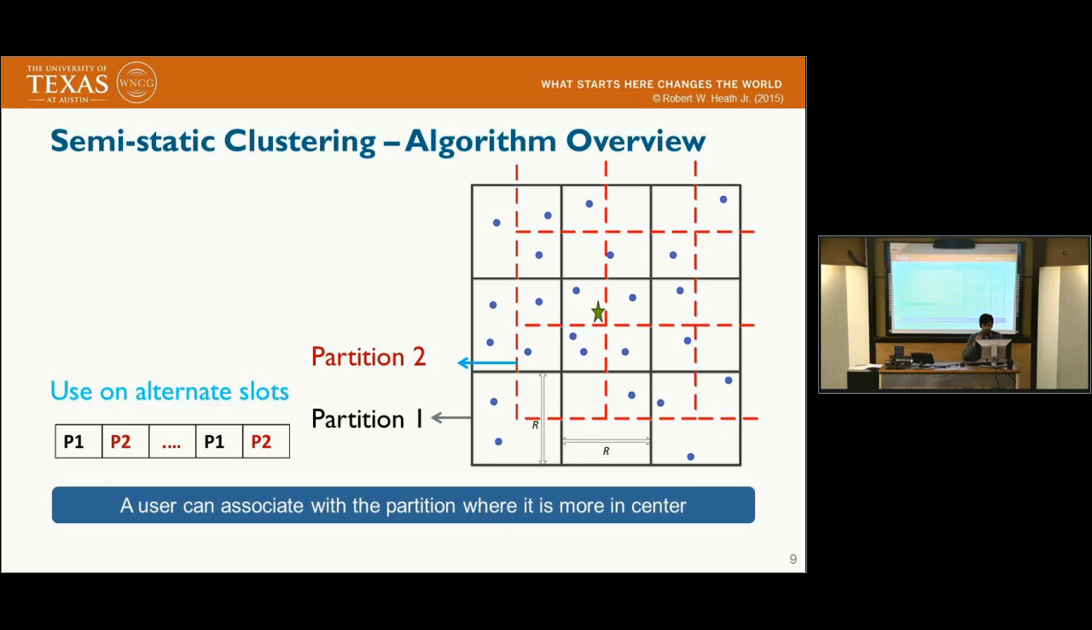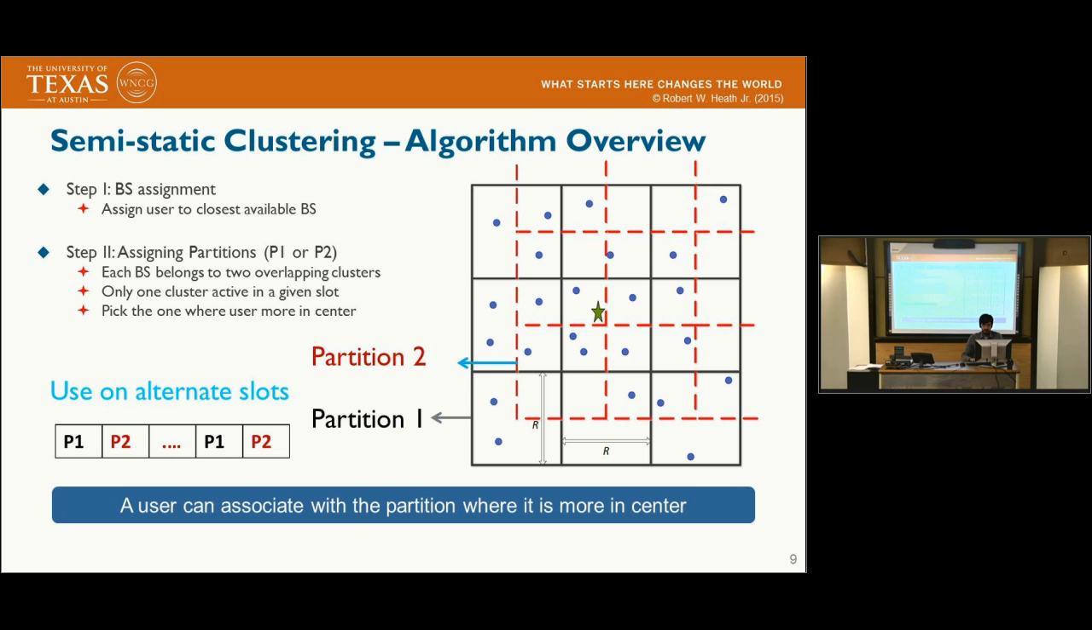Now we go through the user scheduling algorithm with such a semi-static approach. The first step is to assign a user to a base station. We assume that a user is assigned to the closest available base station. The next step is assigning partitions. As you could see, the serving base station of the user can belong to either partition 1 or partition 2, depending on the time slot we are operating. Only one of the clusters would be active in a given slot, so we would like to serve the user when partition 1 is active. To summarize, the first step is to assign a user to a base station, and the second step is to pick the partition in which that user would be served.